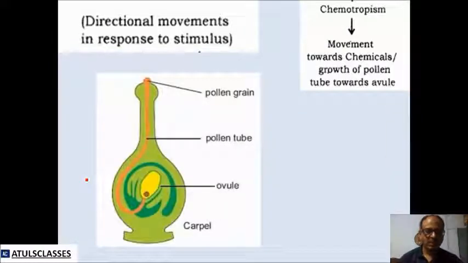Chemotropism, you are seeing this pollen tube is moving towards the egg and ovule. This movement is controlled by the chemicals secreted from this ovule, and they attract the pollen tube germination.